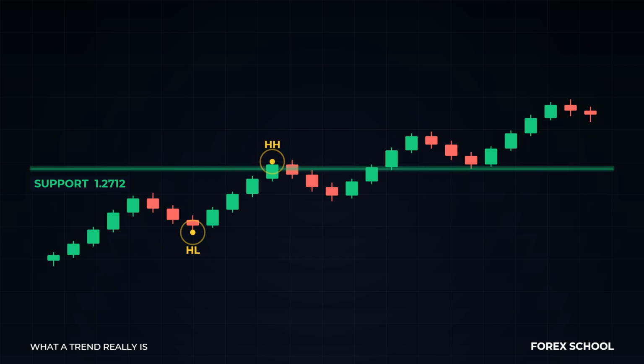This is the staircase. As long as every low is higher than the last, and every high clears the previous one, this uptrend is structurally intact. The most recent higher low, this level here, is now the line the bulls must defend.